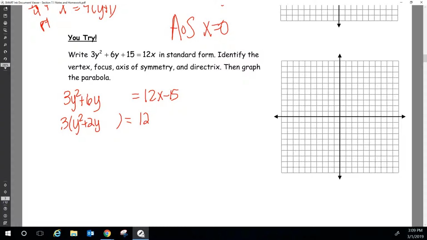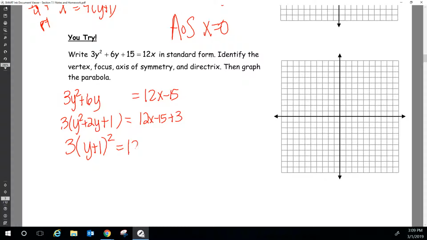Over here I've got 12x minus 15. I'm not going to factor that 12 out until I get finished completing the square. All right, half of 2 would be 1. 1 squared is 1. And keep in mind, you're not adding just 1 to the side. You're adding 1 times 3 to this side, which means you're going to add 3 to the other side. So this will be 3. The two numbers that multiply to 1 add up to 2 are 1 and 1. So 3 times y plus 1 squared. And here I get 12x. -15 plus 3 is -12.